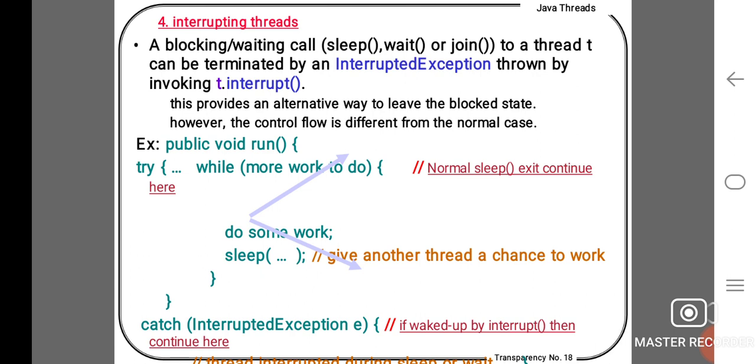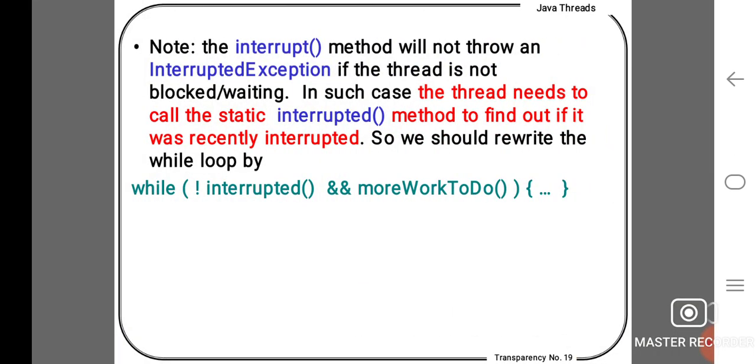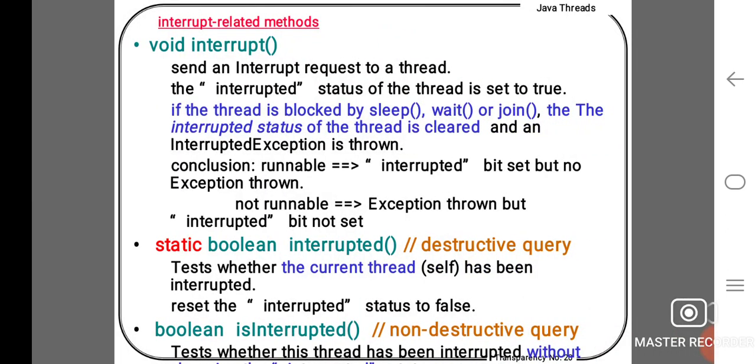Example: public void run. Try: while more work to do, do some work, sleep. Normal sleep exit, continue. It gives another thread a chance to work. Catch InterruptedException e. Note, the interrupt method will not throw an InterruptedException if the thread is not blocked or waiting. In such a case, the thread needs to call the static interrupted method to find out if it was recently interrupted. So, we should rewrite the while loop as: while not interrupted and more work to do.